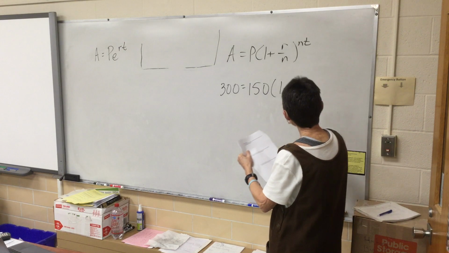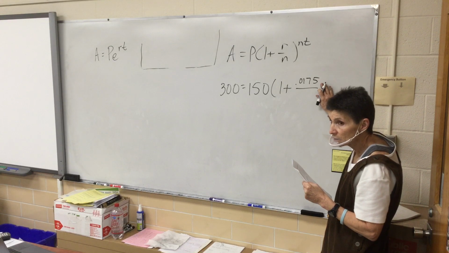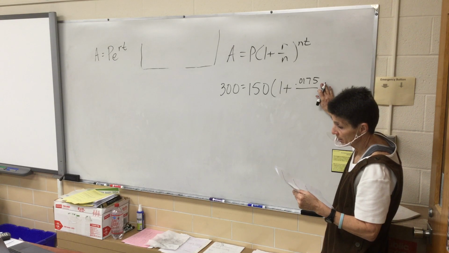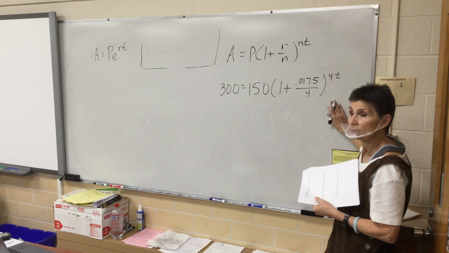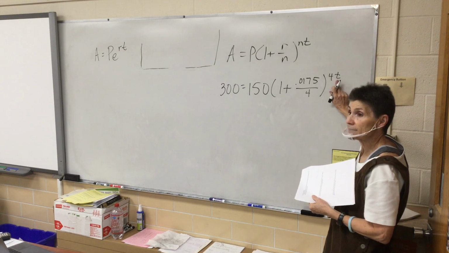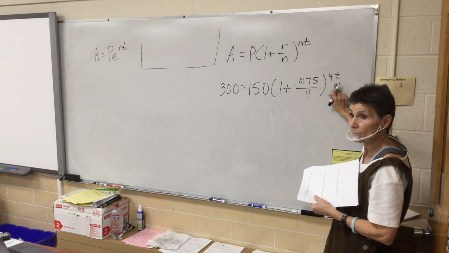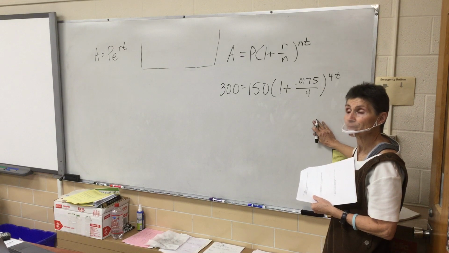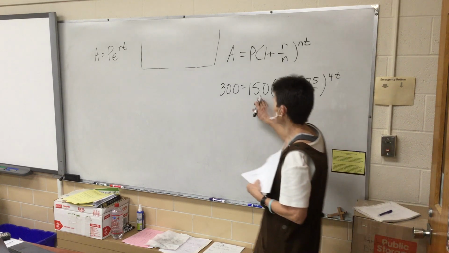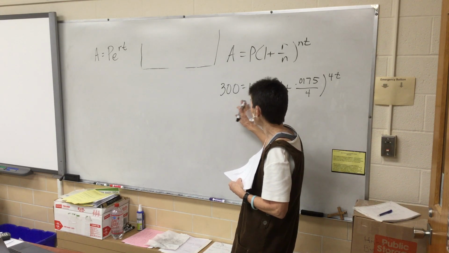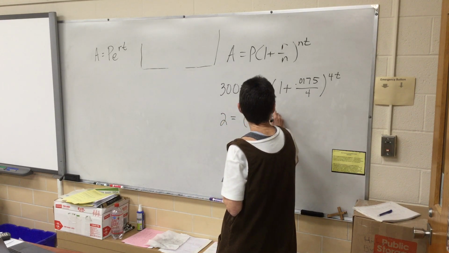And my interest rate is 0.0175. Notice it's a decimal, not a percent. Compounded quarterly is 4. And I want to know how long it takes. Everybody okay with that? All right, what's the first step? Divide by the 150. Over half of our problems, it seems like, guys, the first thing we have to do is divide, right? You got to get rid of any extra numbers. So we're going to divide, get 2 equals all of this.